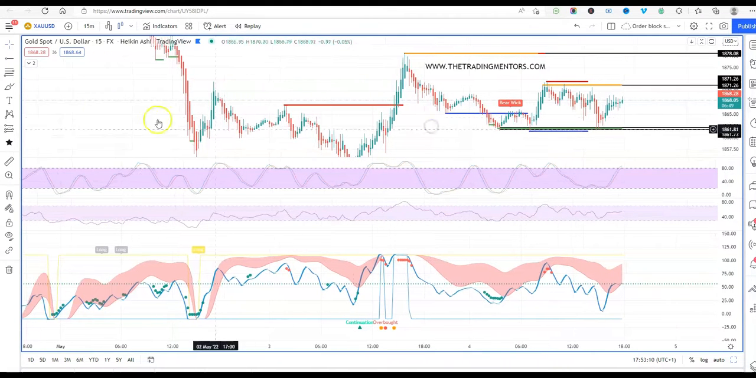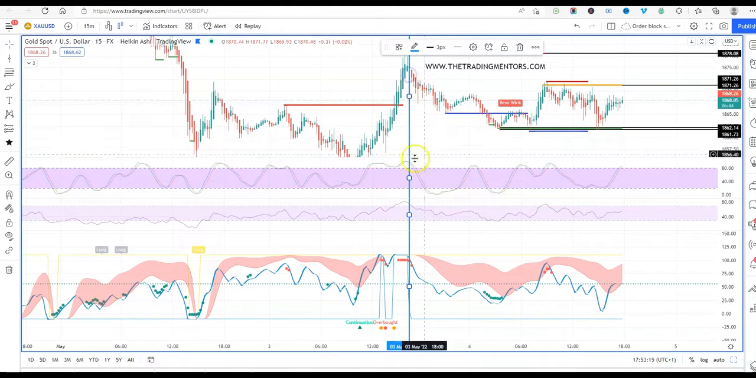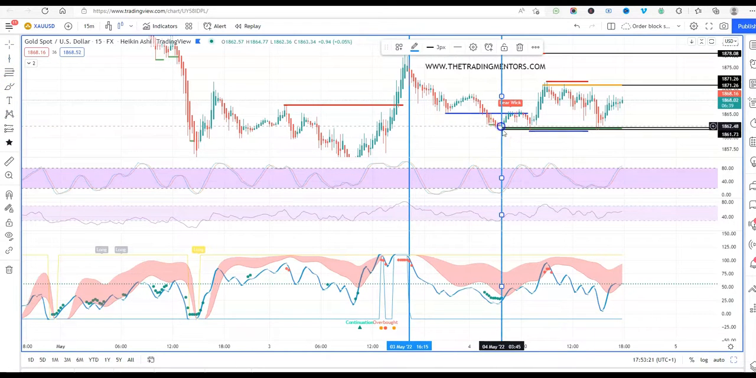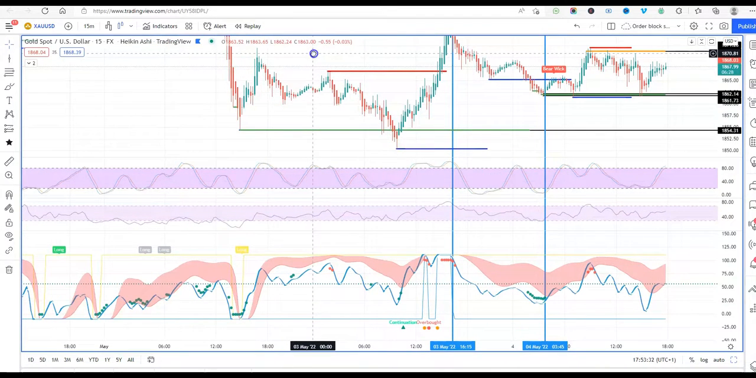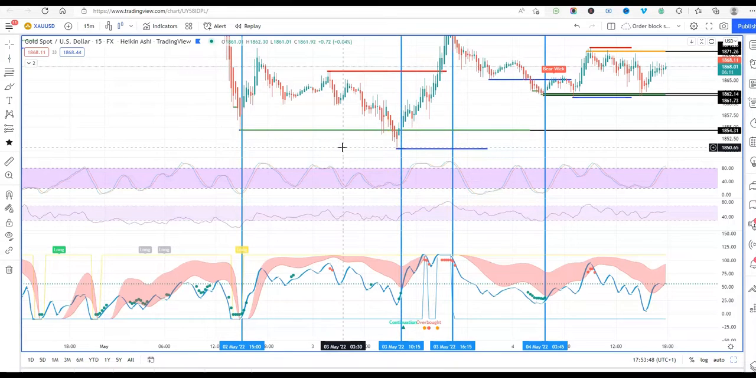Okay, so here's another one. Let me draw some vertical lines. So there's one there. That's one there, isn't it? So there's one there. Let's see if we can find some more. Not quite there. There's one there. And that's a double bottom there anyway, so you could have. And the green dots are the buyers coming in.